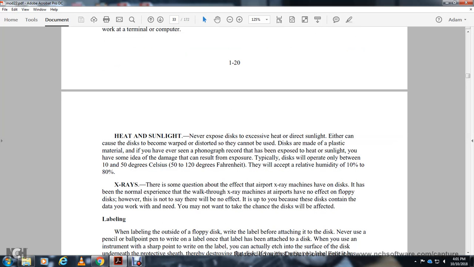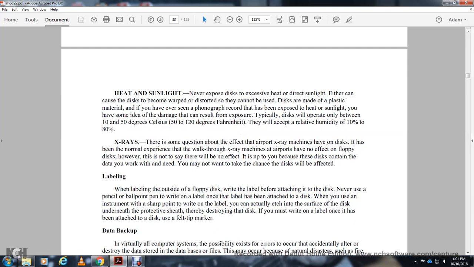X-rays. There are some questions about the effect of the airport X-ray machine on the disk. But normally, the X-rays of the airport walkthrough have no effect on the floppy. However, that is not to say that there will be no effect. If the disk contains data you will need, you will want to check with the chance of it being affected. You may not want to take the chance that it will be affected.